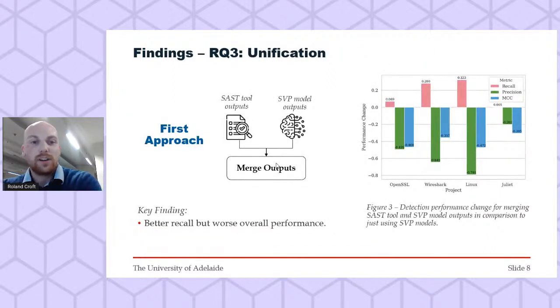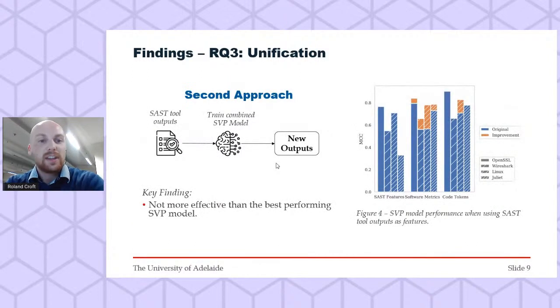Now, finally, we move to our last research question about unification, and we look into two approaches for this. For the first one, we consider a naive approach in which we just take both tools, run them in parallel, and then merge their outputs. Now, this creates a much larger number of outputs than if we just run one tool, so naturally the recall does increase, but we find this to be a bad solution as the overall performance really decreases due to the much larger number of outputs.